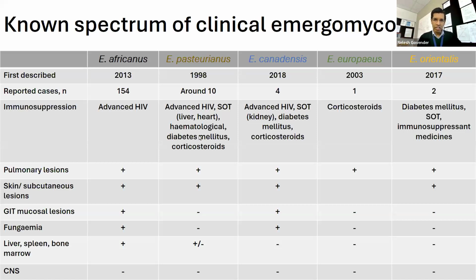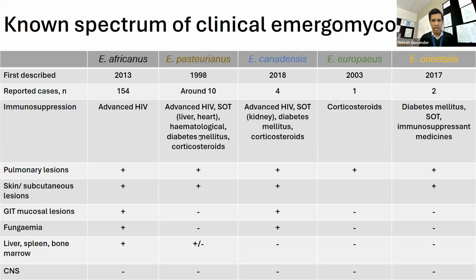Emergomyces africanus has most commonly been reported to date in Southern Africa, almost exclusively among patients with advanced HIV disease, and causes a multi-system disease. Emergomyces posteriornis, canadensis, and orientalis affect people with a variety of background immunosuppressive conditions, and they tend to cause multi-system disease also. There are a couple of cases of isolated pulmonary involvement.